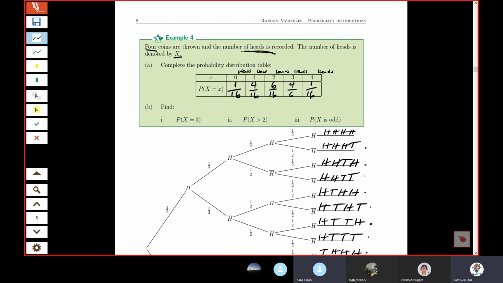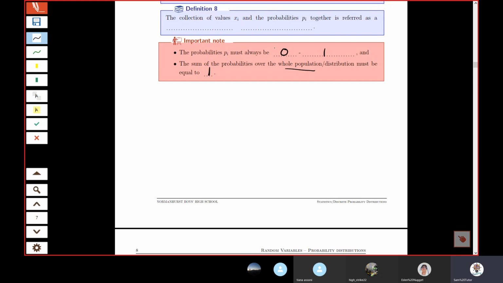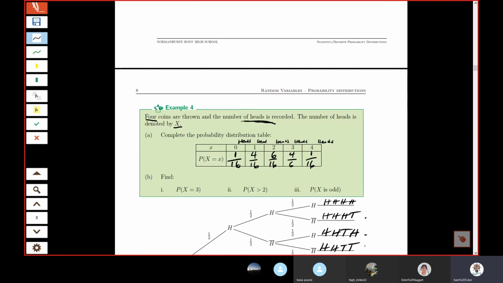And then the 2 conditions. Always remember these 2 conditions. They're going to help. Number 1, the probabilities must be between 0 and 1. And number 2, the sum of the probabilities must equal 1. Let's see. Each one in here looks like it's between 0 and 1. So, tick.